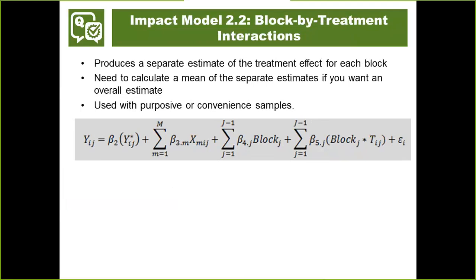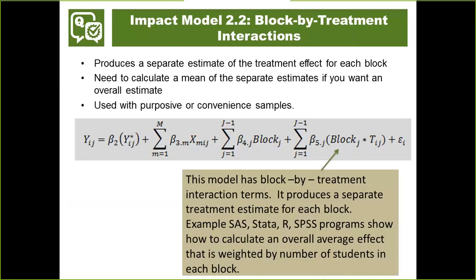Model 2.2 produces a separate estimate of the treatment effect for each block. It doesn't aggregate them. If you use this model, you need to calculate the mean of the separate estimates if you want an overall treatment effect estimate. This model has treatment by block interaction terms. It produces a separate treatment estimate for each block. The example SAS, Stata, R, and SPSS programs show how to calculate an overall average effect from this model that is weighted by the number of students in each block.